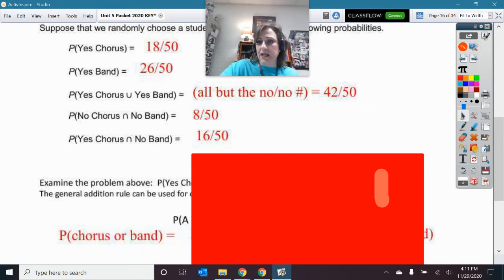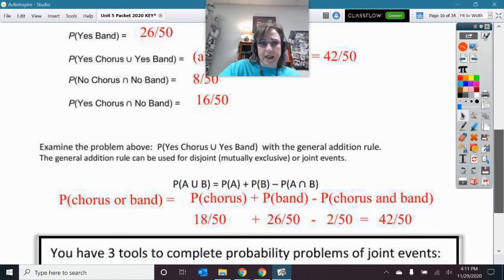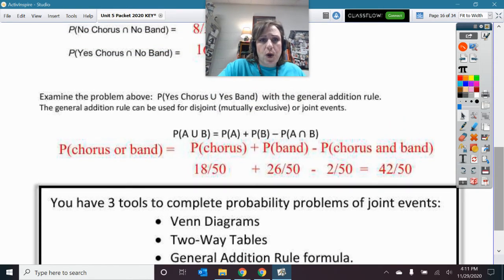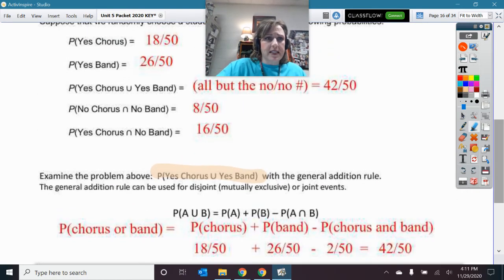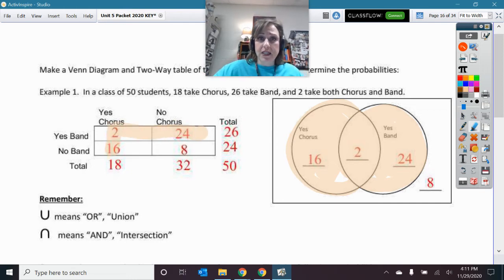We want to examine the problem above, but we want to do it with the general addition formula. So take a look here. Yes, chorus, or yes, band. That's what I want to examine. That's this one that I did here. Remember I said that's this or that or both, so I had all of that section in there, and then I could just add those together. That's how I had kind of thought of it.